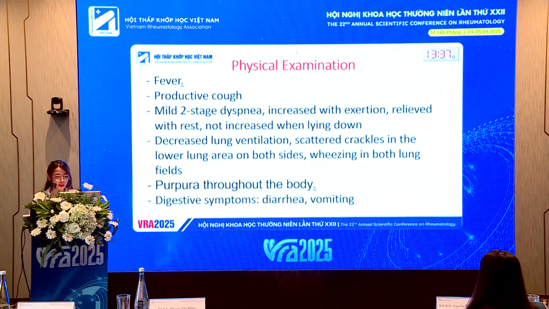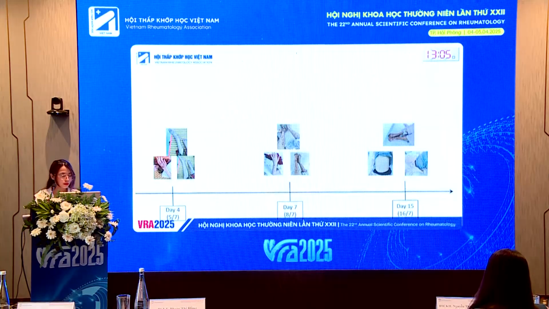On clinical examination, we observed the following symptoms: fever, productive cough, mild to moderate dyspnea, decreased lung ventilation, scattered crackles in the lower lung area on both sides, wheezing on both lung fields, digestive symptoms with diarrhea and vomiting, and purpura throughout the body.